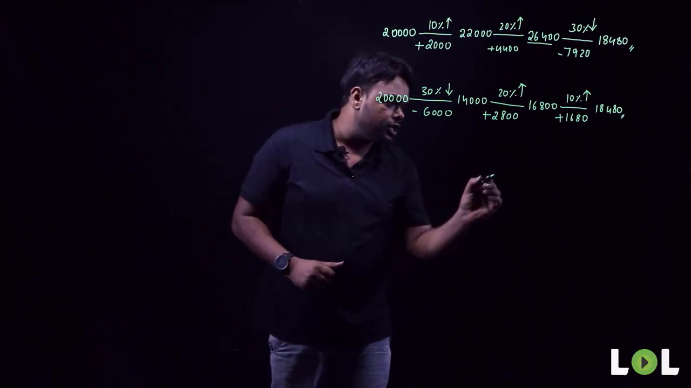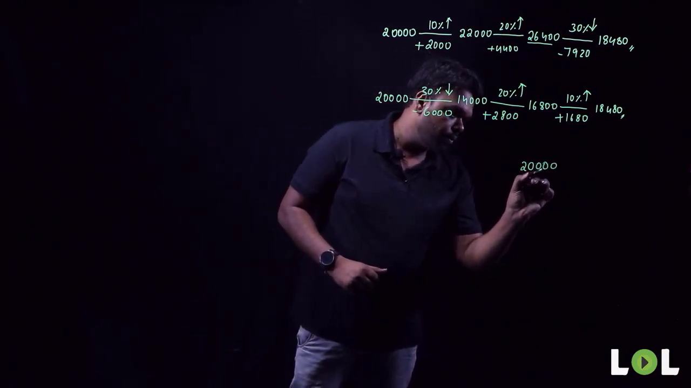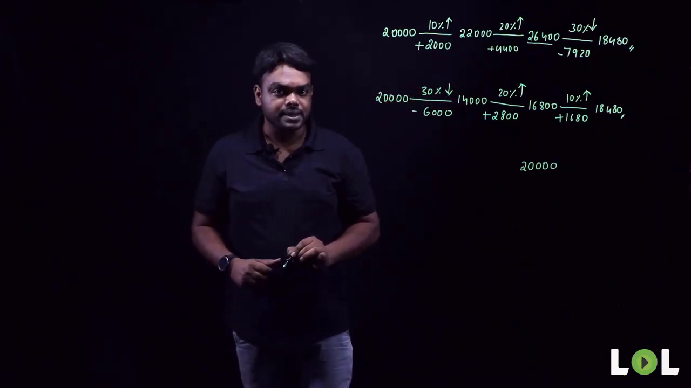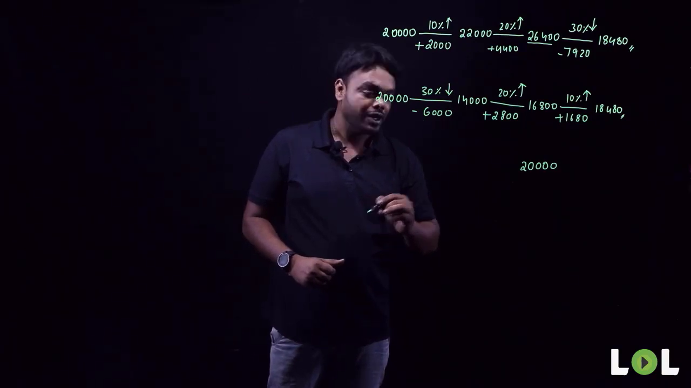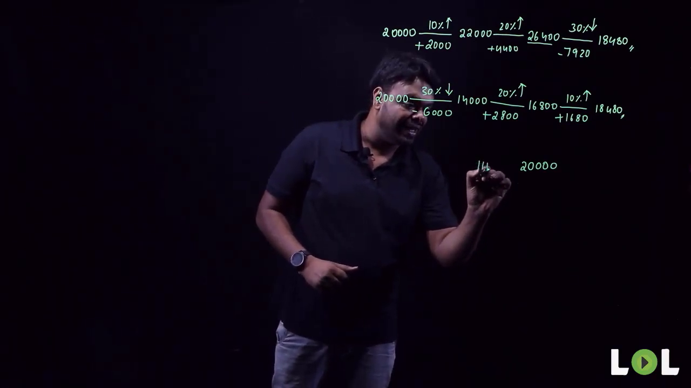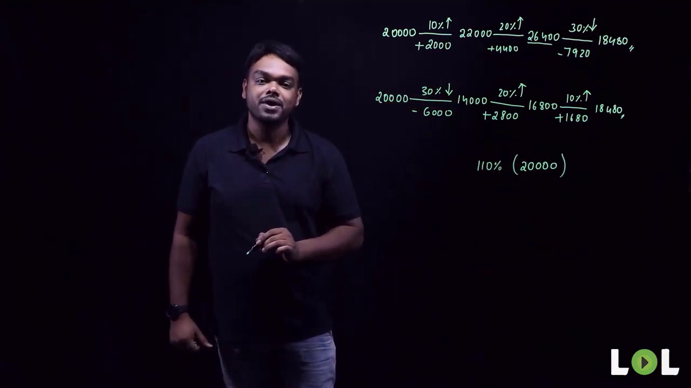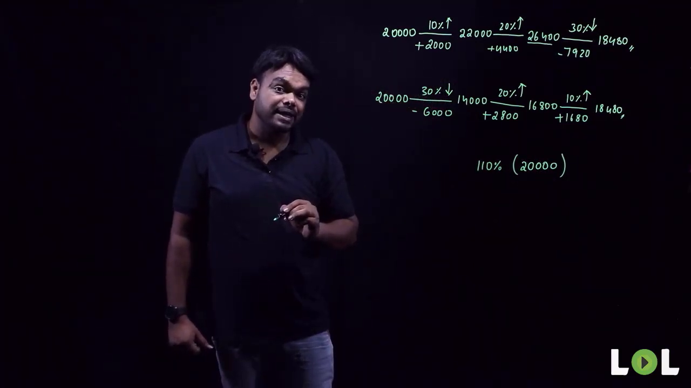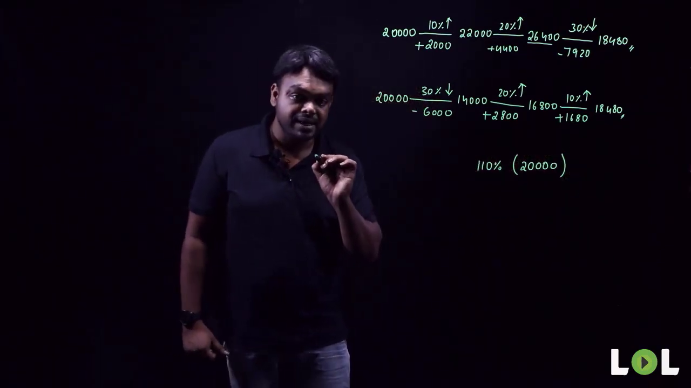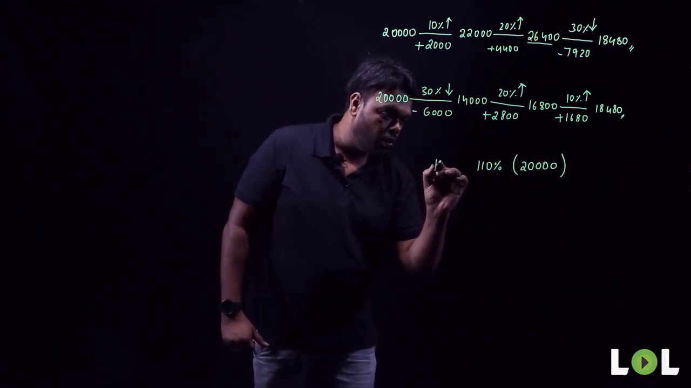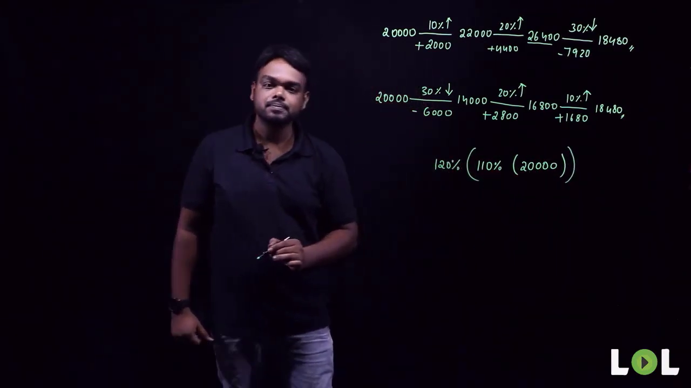Now we know the original population is 20,000. Well, when this is increased by 10%, it means 10% more than the current population. Now that becomes 110% of 20,000, that is in the first year. Now in the second year, again it increases by 20%. It means this whole value is increased by 20%. So the new population will be 120% of this entire value.